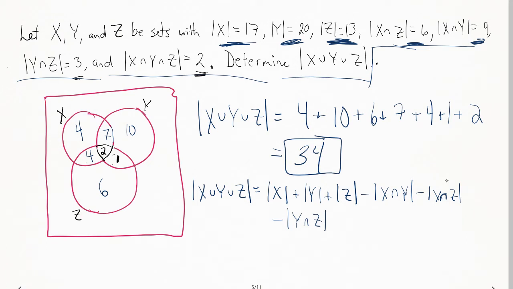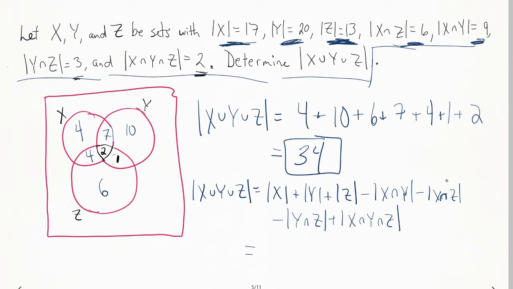Now think about this. If you're in the intersection of all three sets, notice you've been counted 3 times for the cardinality x plus cardinality y plus cardinality z, but then you've been subtracted 3 times by the cardinality of x intersect y, and the cardinality of x intersect z, and the cardinality of y intersect z. So what we'll do is add that number back in. And let's see if we have a different way of getting the same answer.